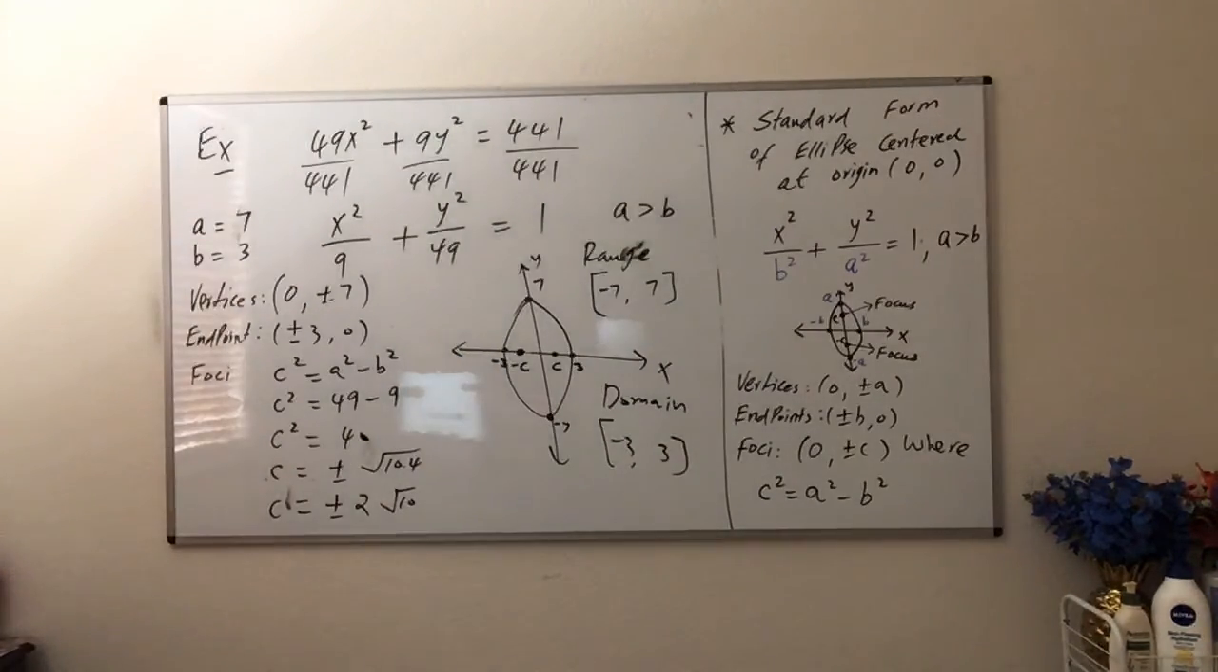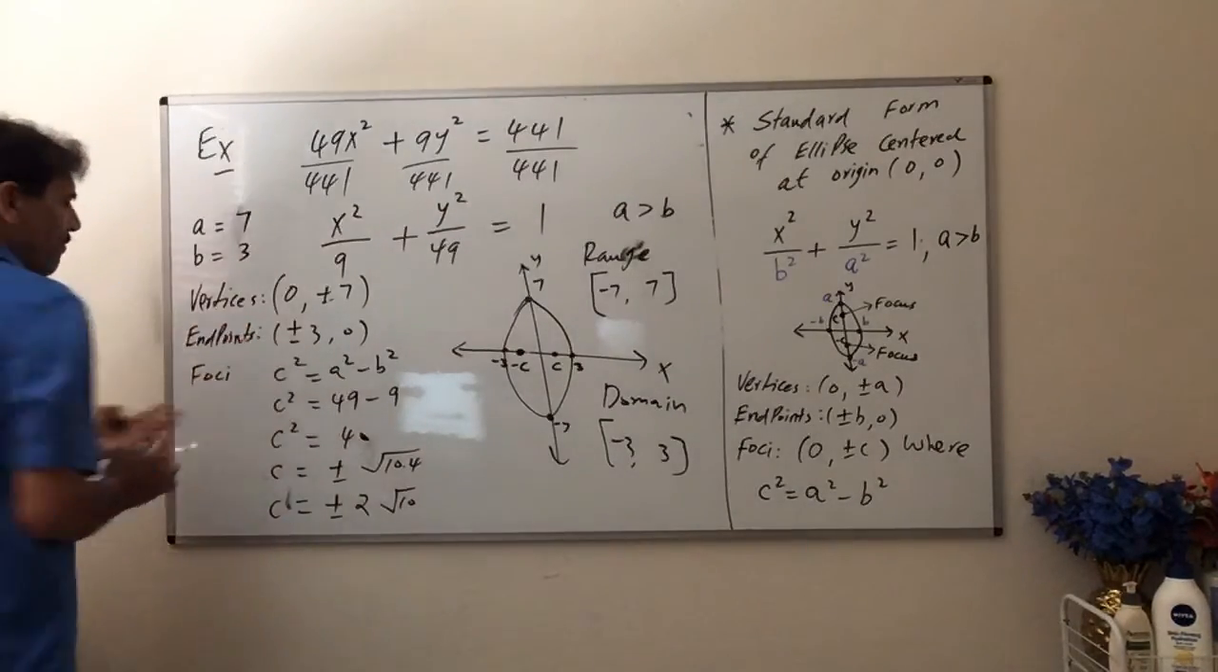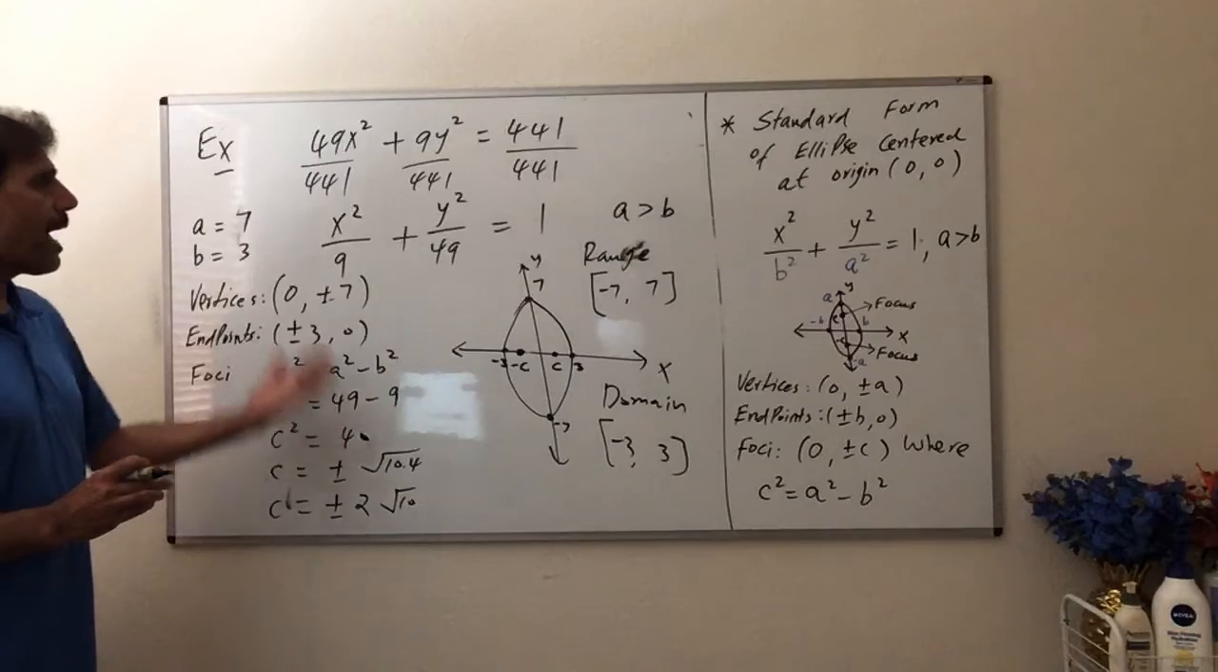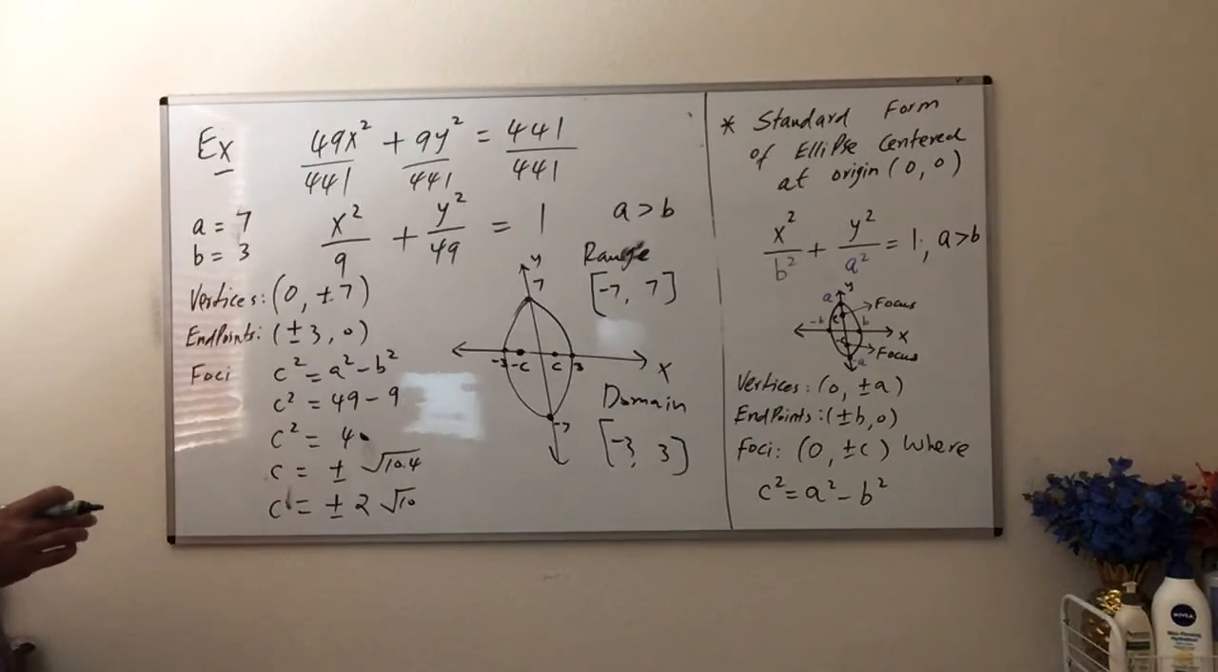So we have everything. Okay, so make sure to read the directions. You have to answer everything: all the vertices of the major axis, the endpoints of the minor axis, the focus points, which are the foci, and the range and the domain. Okay, so make sure to do the homework. Let me know if you need help.